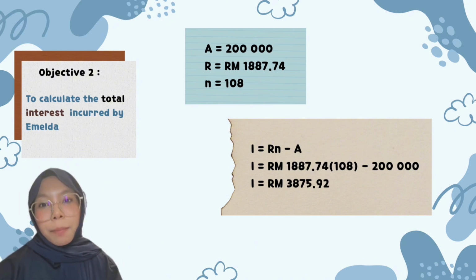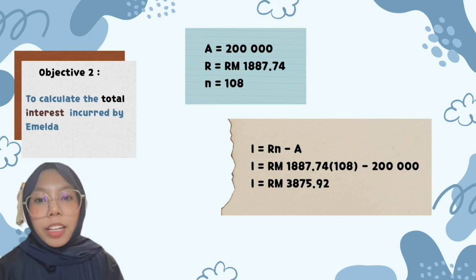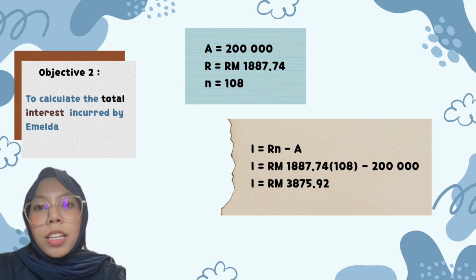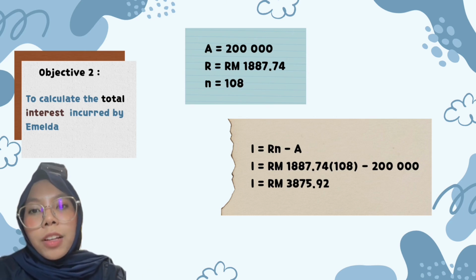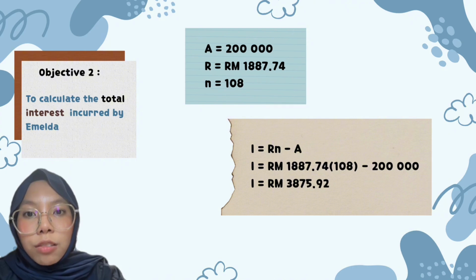Based on the problem statement, we know the amount for A is RM 200,000, the amount for R equals RM 1,887.74, and lastly, the number of interest periods is 108. To calculate the interest incurred by Imelda, we use the formula I equals R multiplied by N minus A. I equals RM 1,887.74 multiplied by 108 minus RM 200,000. Then we calculate and we get I equals RM 3,875.92.